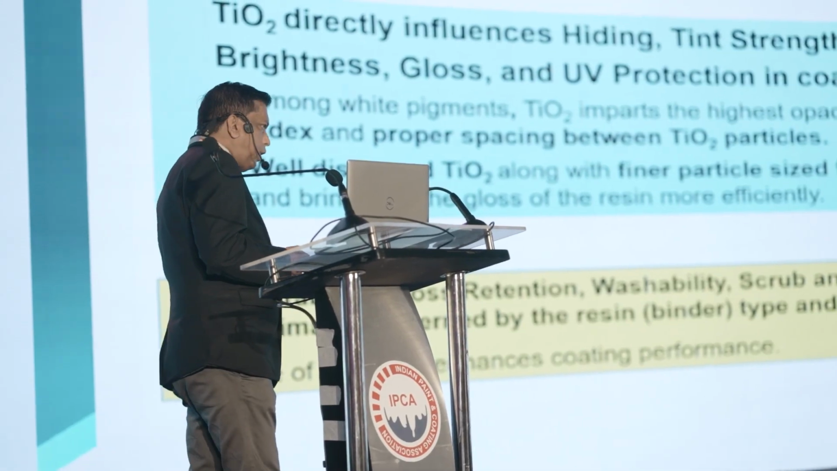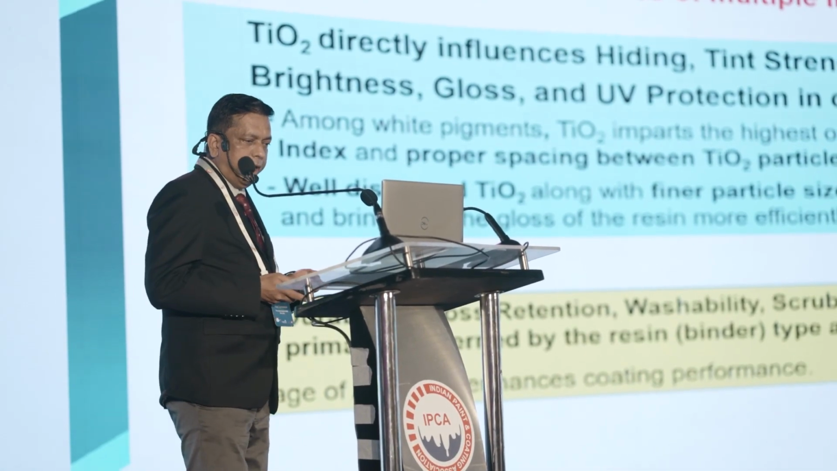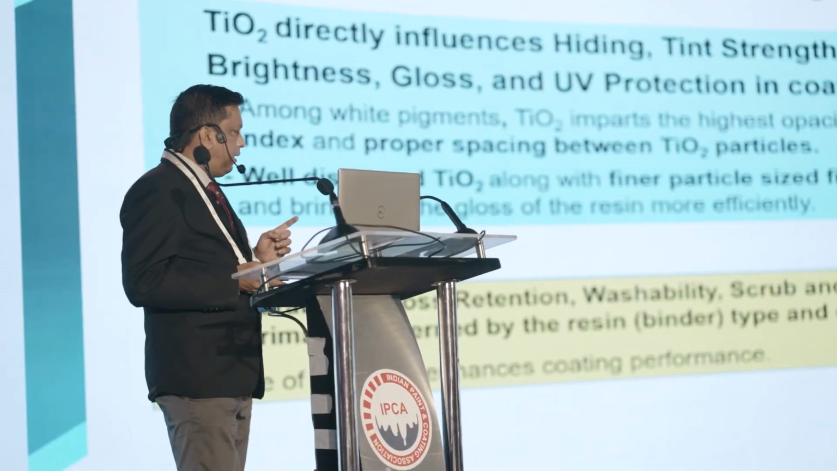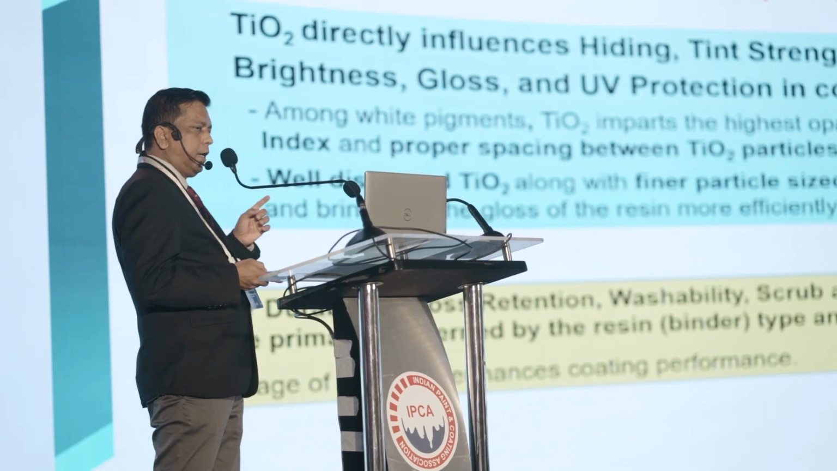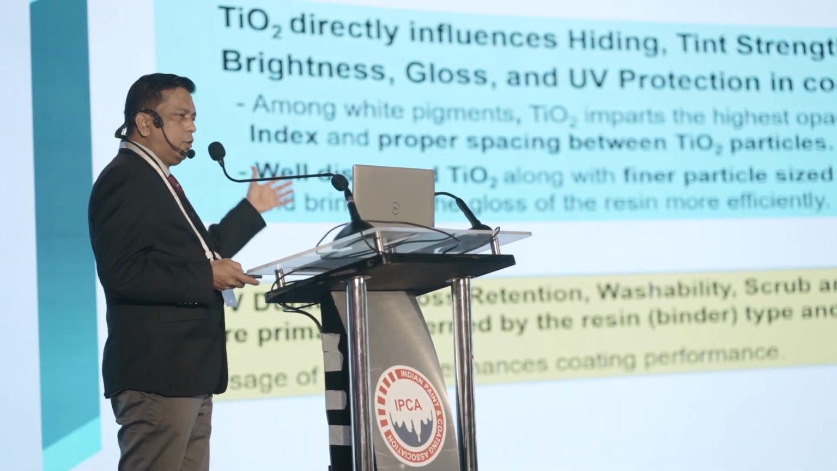For glossy paints, you need to combine TiO2 with finer pigments. You have to disperse them well so that resin properties can come up and you can have a very glossy paint. You have to remember again that UV durability does not come only from the TiO2, but depends on the choice of resin. Then gloss retention, washability, scrub, dirt pickup, all those properties also depend on the resin and resin properties. Also additive usage will enhance those properties.